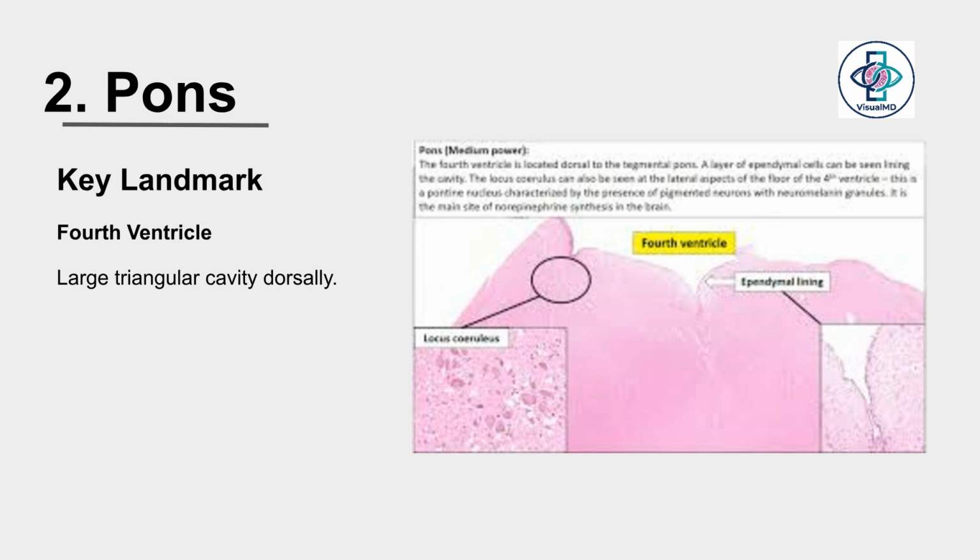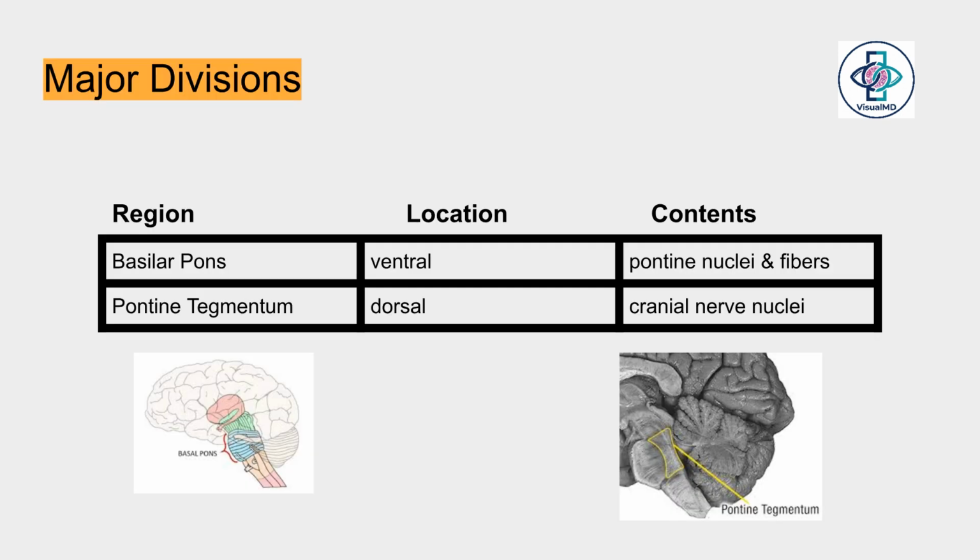Moving to the pons, the key landmark is the fourth ventricle, which appears as a large triangular cavity located dorsally. The pons is divided into two major regions. The basilar pons is ventral and contains pontine nuclei and fibers. The pontine tegmentum is dorsal and houses cranial nerve nuclei.